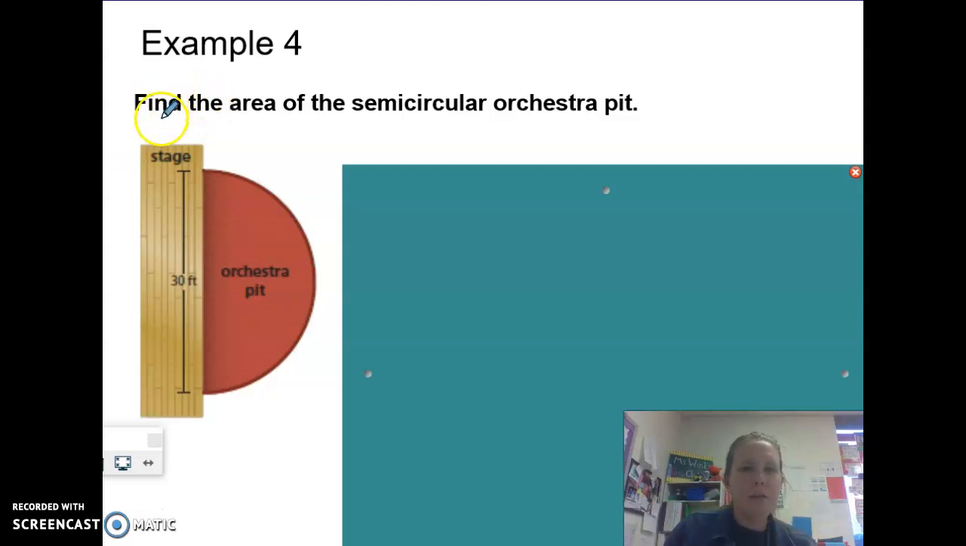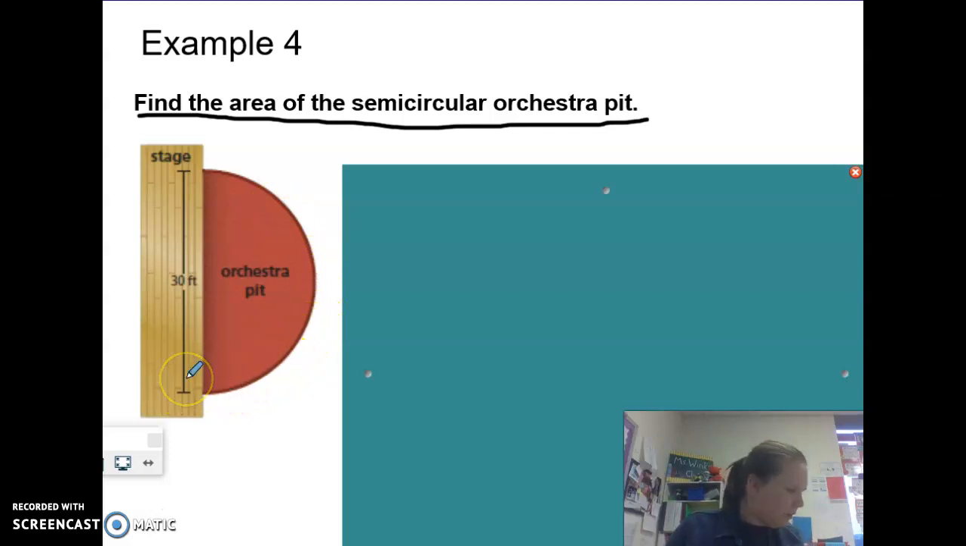Okay, when you take a look at this first example, it says find the area of the semicircle orchestra pit. When people are setting up things on stage, doing plays, they're usually going to have all their music people down in this orchestra pit. This orchestra pit is your semicircle, okay? So remember, semicircles are going to be half of your actual circle.